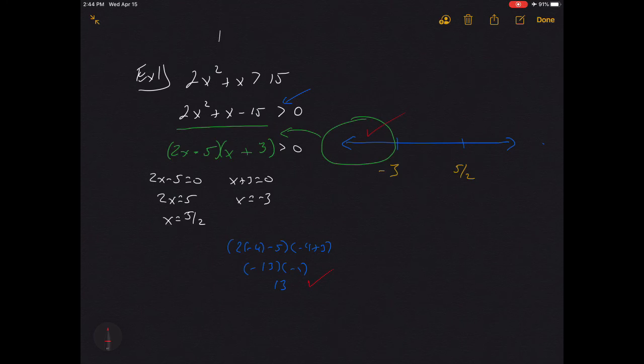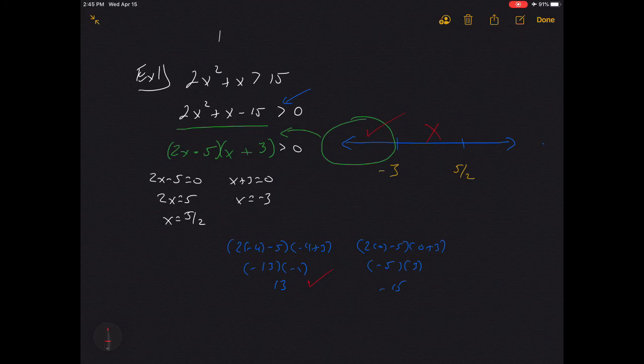Let's check something in between -3 and 5/2. Well, the easiest value I can think of in between those two things is 0. So let's go ahead and plug in a 0 into my x and see what happens. So if I do 2 times 0 minus 5 and then 0 plus 3. So 2 times 0 minus 5 is -5, and then times 3 is going to be a -15. That is definitely not greater than 0. That's a number less than 0. So this section does not work. That's out. I don't want that section. I don't want anything in between -3 and 5/2.